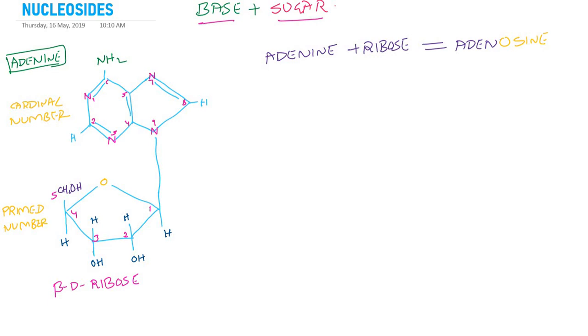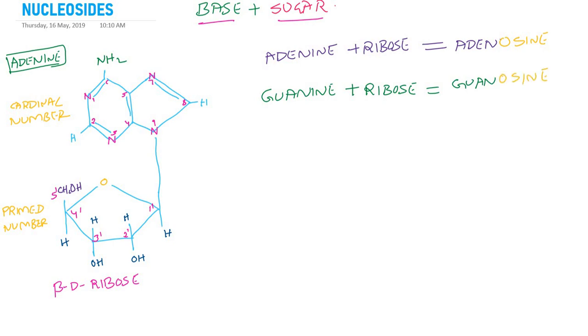Primed number is nothing but we have to put a prime here. So this is first prime, second prime, third prime, fourth prime and the fifth prime. The number assigned to adenine is a cardinal number, simply 1, 2, 3, 4, whereas the number assigned to carbon atoms of ribose is a primed number. So when the adenine base combines with ribose, it will become the nucleoside adenosine. Suppose the base is guanine, combined with ribose, it will form the nucleoside guanosine.